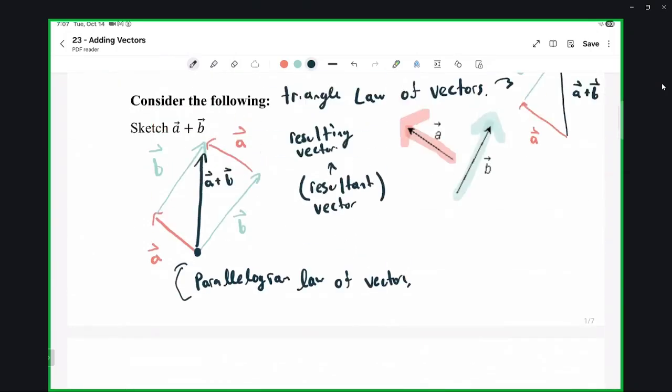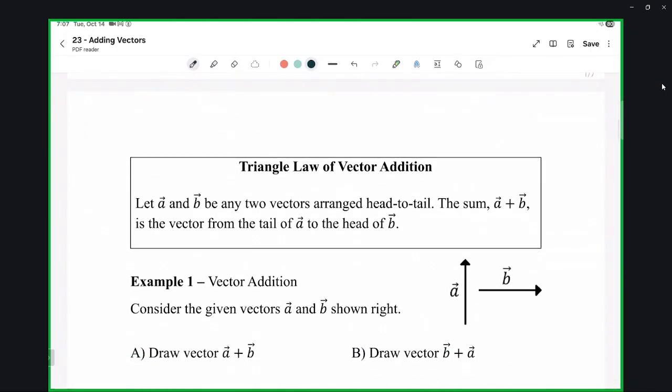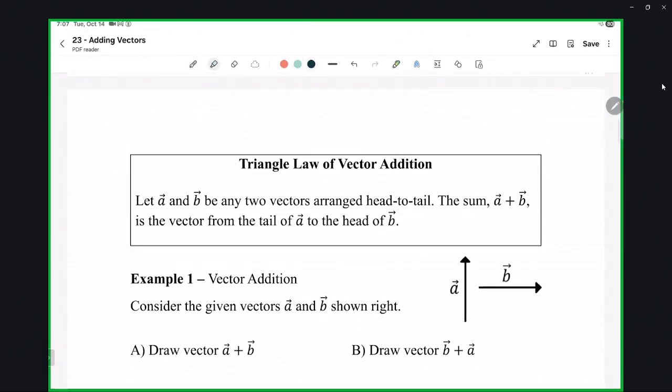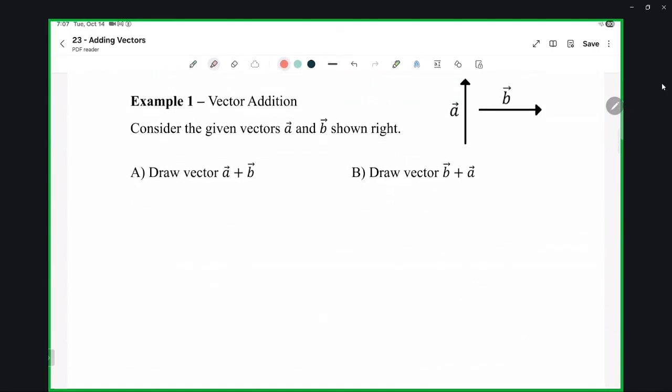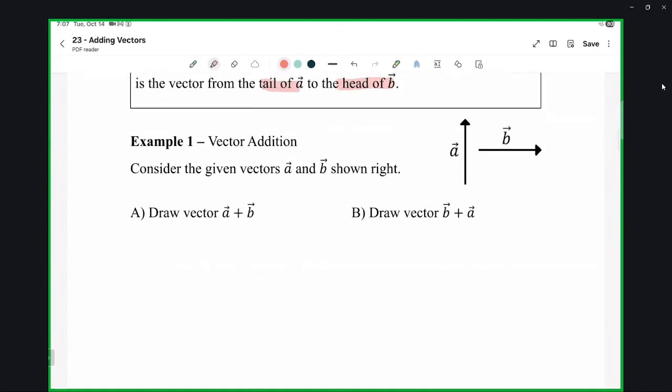So we already described it above, but now we're going to describe this in words. We're going to let A and B be any two vectors arranged head to tail. The sum A plus B is the vector from the tail of A to the head of B. Okay? And so here I have two "easy" vectors for us to consider.